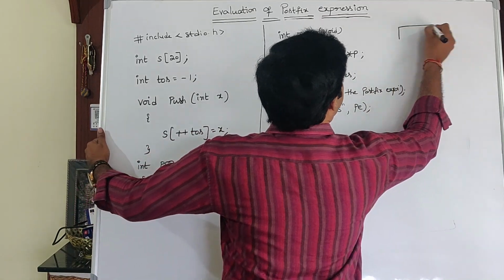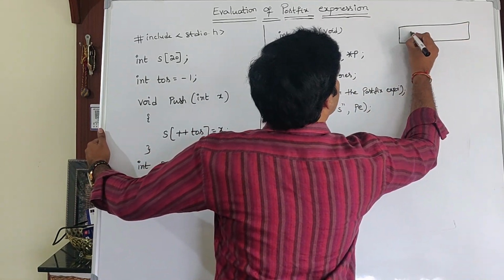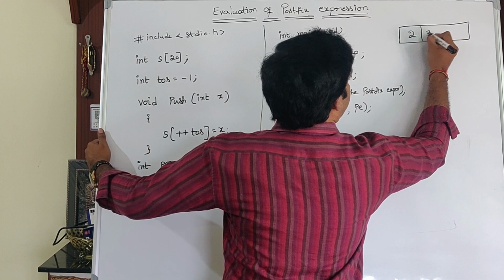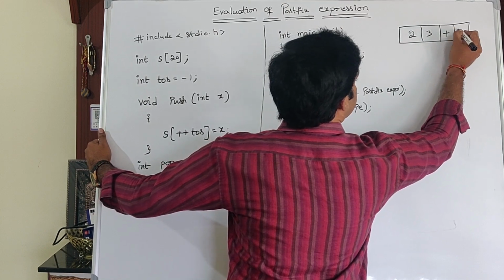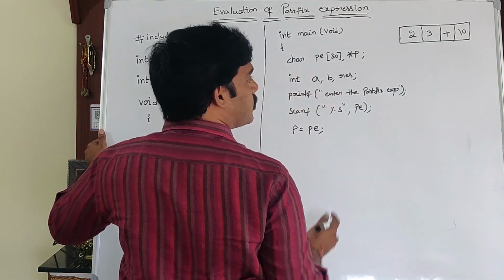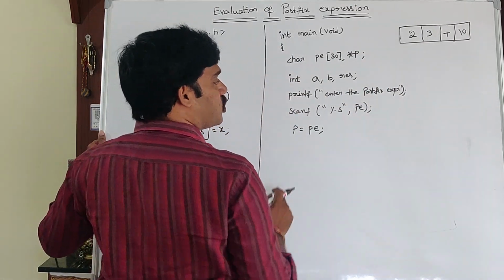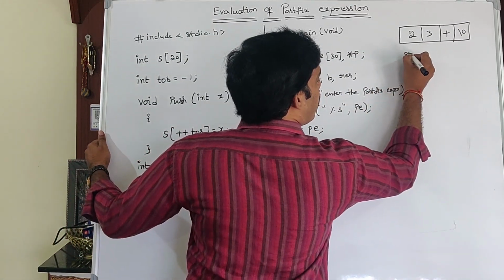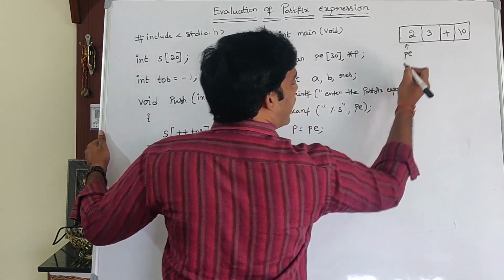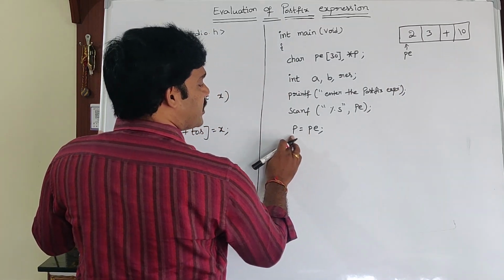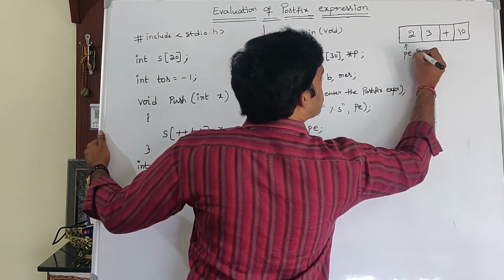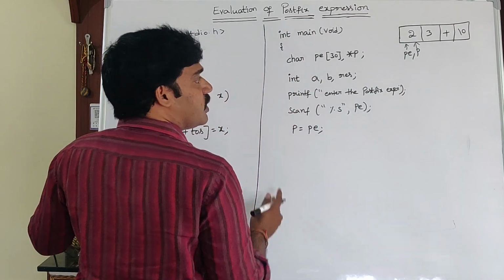Next, p = pe. Assume that your input is 2 3 +, and each and every string ends with \0. Assume that this is your postfix expression string. pe points to the base address, that is the starting element address. That pe is assigned to p. Now p also points to the base address, that is 2.